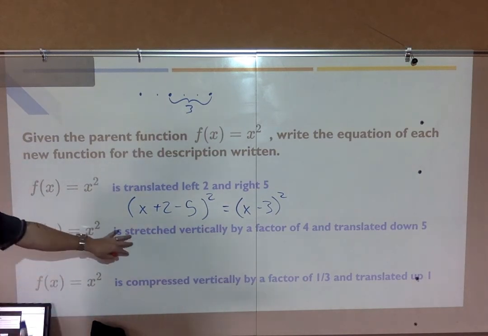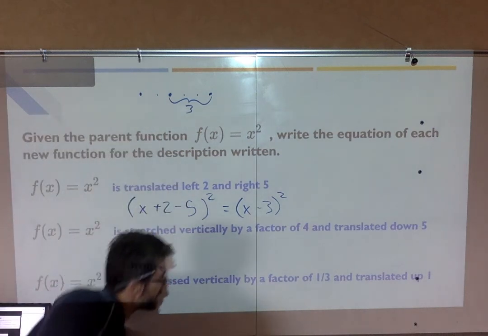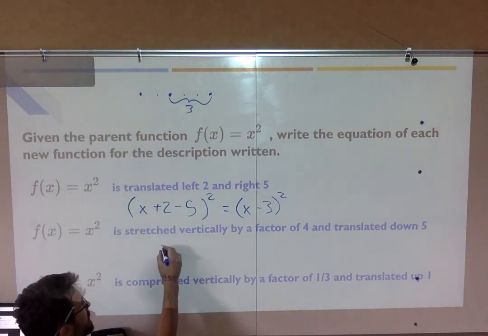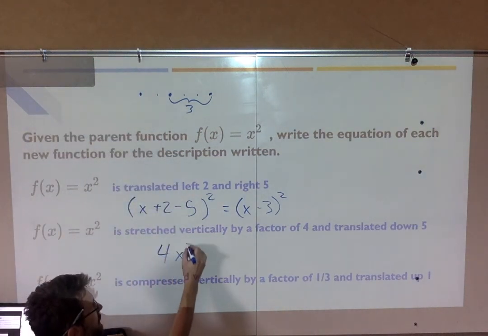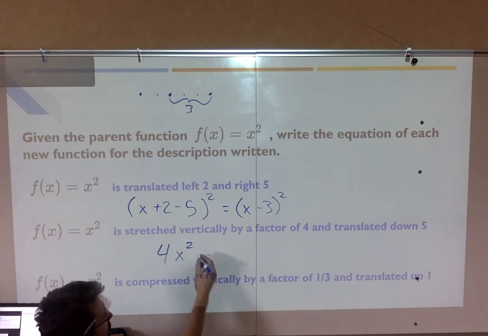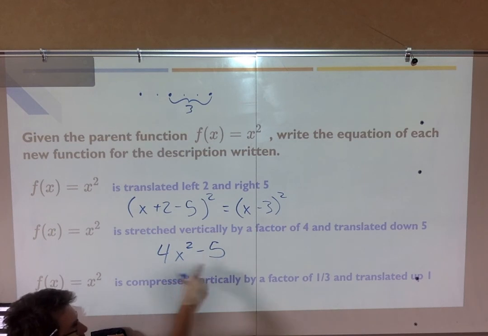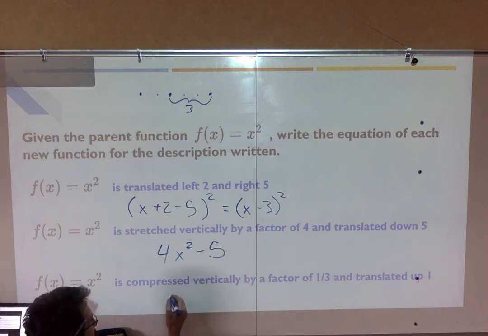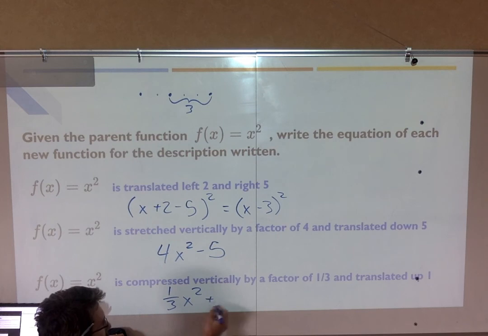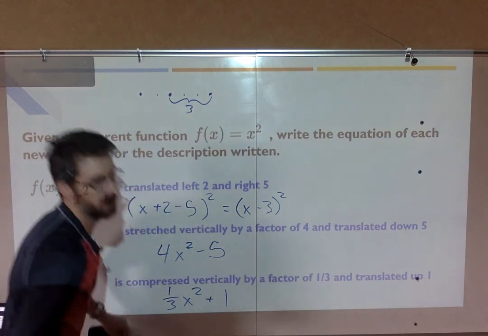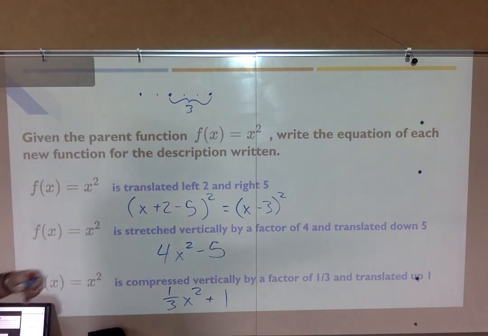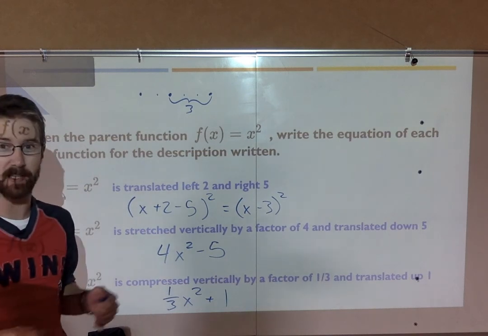All right. Stretch vertically by a factor of 4 and down 5, so we've got 2 vertical visitors, so we don't need any parentheses, don't need a home for these guys. 4 is being multiplied for the stretch, -5 to move it down 5. Compressed vertically by a factor of 1/3, so multiplying by 1/3 and then translating up 1, so +1, no parentheses needed.